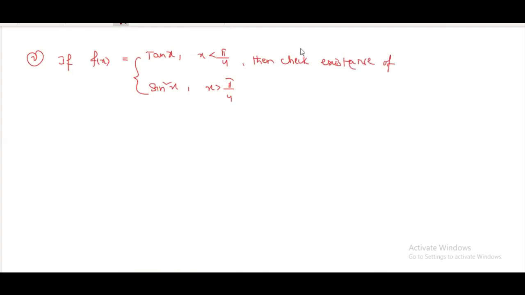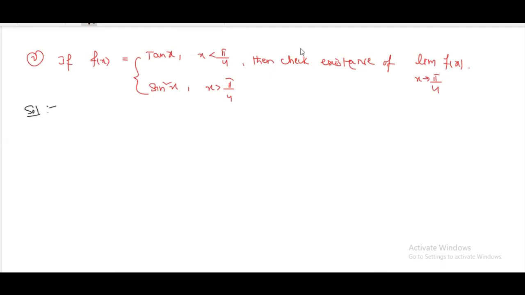So next, question number 2. What we have is, if f of x is equal to tan x when x is less than pi by 4, and sine square x when x is greater than pi by 4, then check the existence of limit x tends to pi by 4 of f of x. So let's check this.